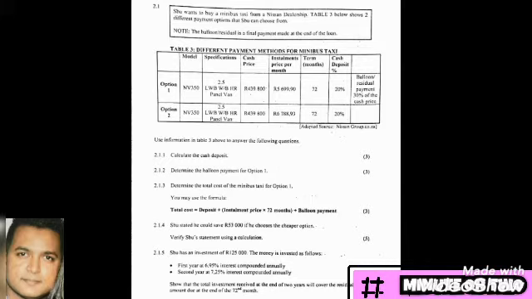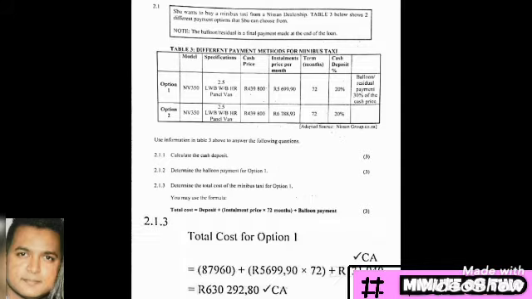2.1.3, determine the total cost of the minibus taxi for option 1. You may use the formula total cost is equal to deposit plus installment price times 72 months plus balloon payment. Now this question becomes a follow-up from the answers we've done previously. All we need to do is substitute. The first one will be the deposit. For option 1, the deposit is 20%, and we worked this out in 2.1.1.